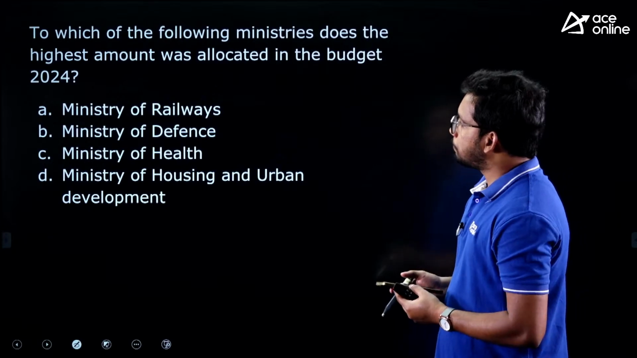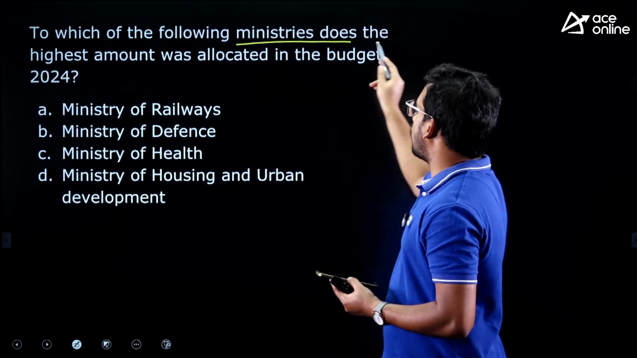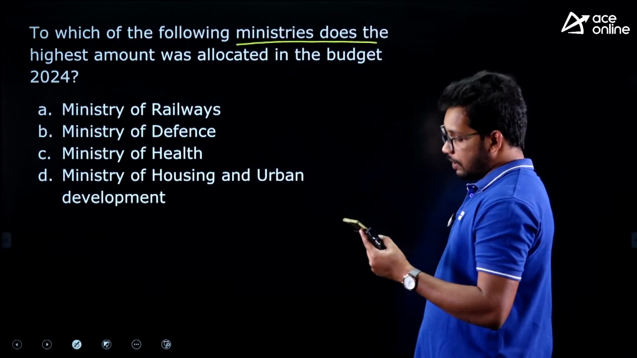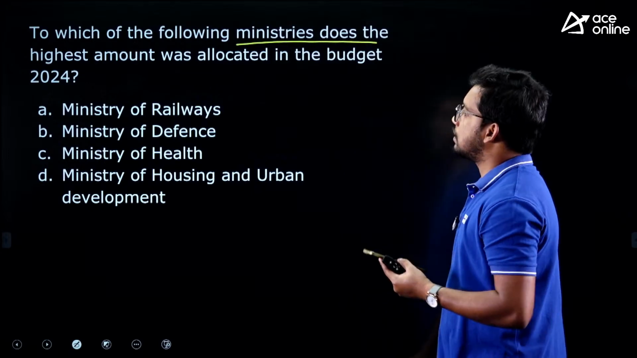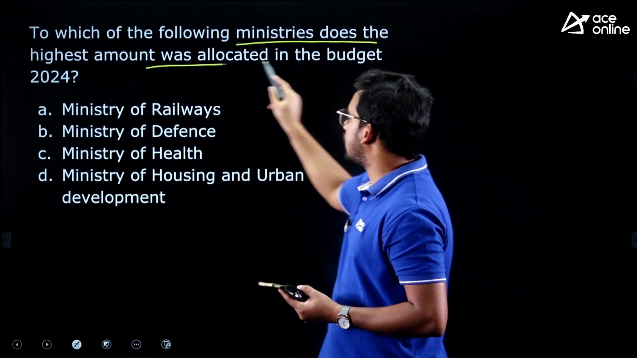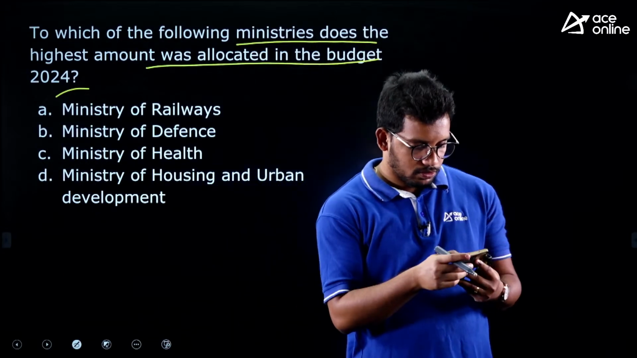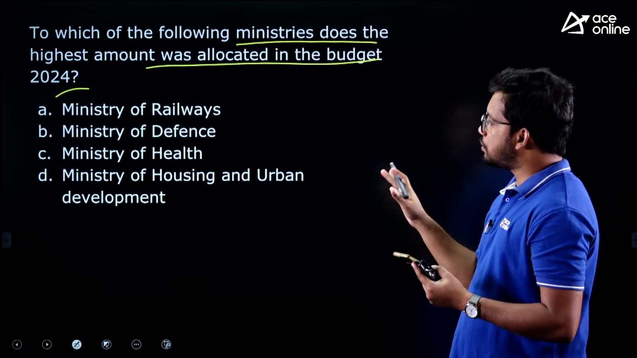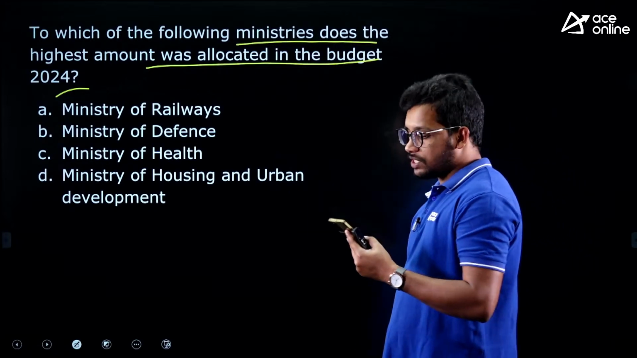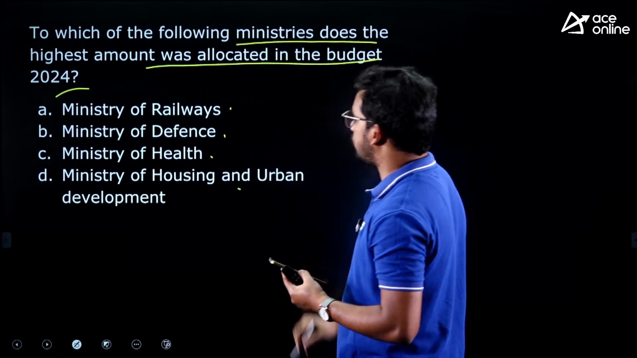Next question, one more budget question, this year's budget. To which of the following ministries was the highest amount allocated in the budget 2024? So tell me, does anyone have an idea to which ministry the highest budget was allocated? Is it Ministry of Railways, Ministry of Defence, Ministry of Health or Ministry of Housing and Urban Affairs?